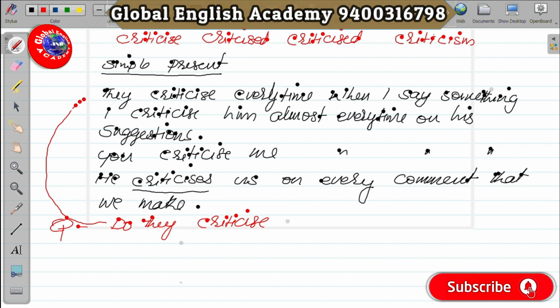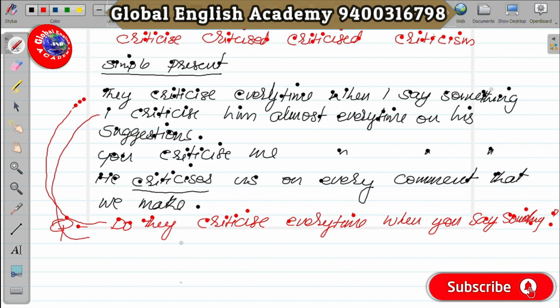Have, has, had, and be, being, been, we should use the past participle of the verb, is what I said yesterday. And do, does, did, we should use the present tense of the verb. So, do they criticize every time when you say something? Okay, when you say something, do they criticize you? If it is yes, yes, they criticize every time when I say something. If it is no, the answer is no. No, they don't criticize every time when I say something.